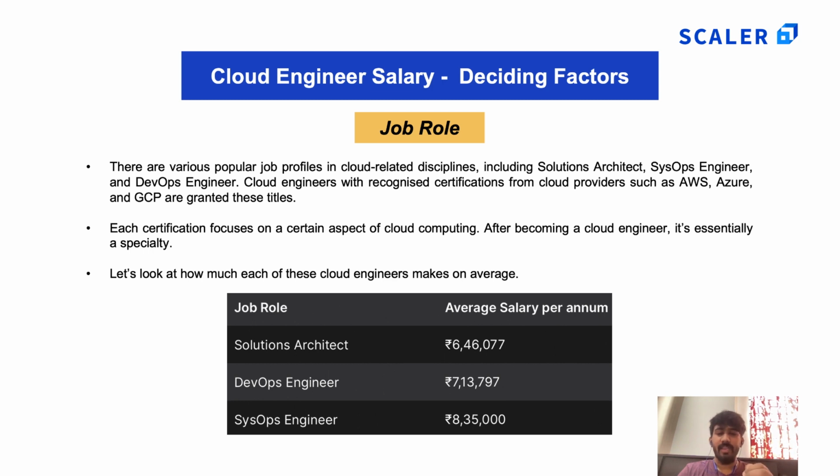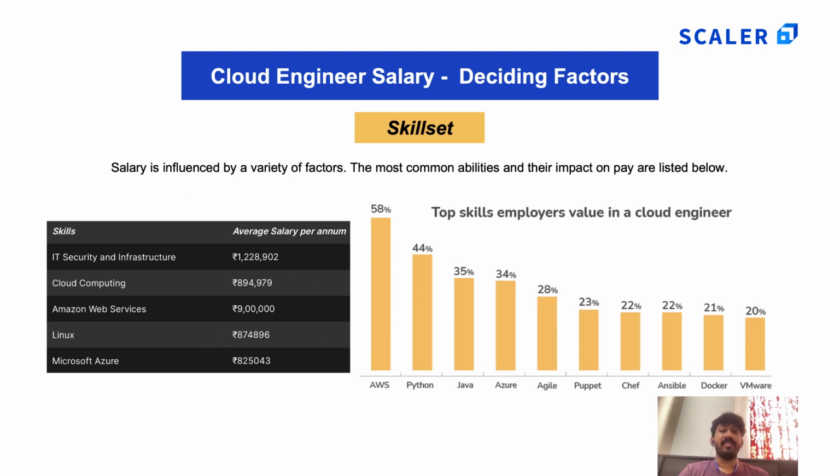Now let's look at the average salary that these guys make in these particular roles. Solutions architect 6.5 LPA, DevOps engineer 7.2 LPA, and sysops engineer 8.3 LPA. These are the average salaries of people working in these job roles. So this is the third deciding factor: experience, location, and the job role you're going for. The fourth one is skill set.